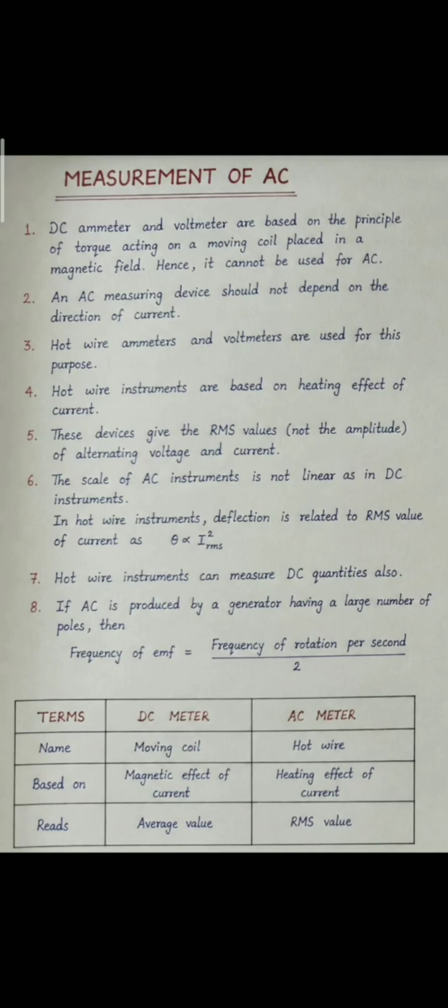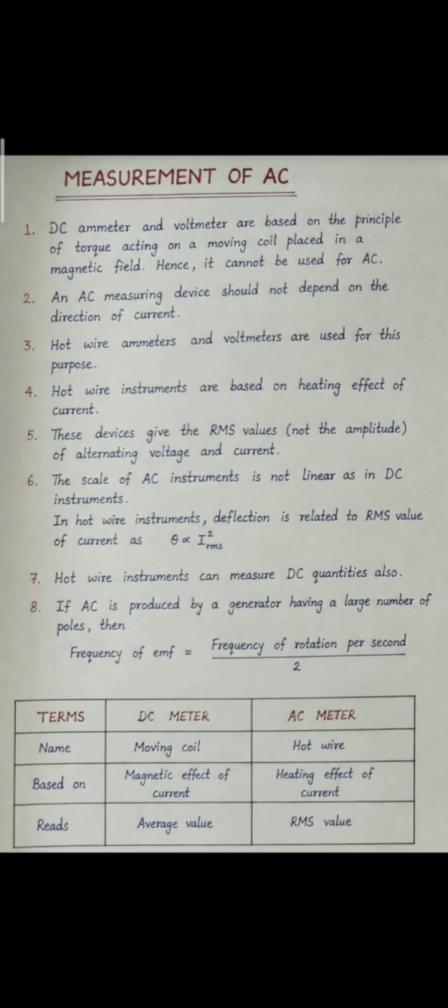The scale of AC instruments is not linear as in DC instruments. In hot wire instruments, the deflection is related to the RMS value of current, as theta is directly proportional to I square. Hot wire instruments can measure DC quantities also. If AC is produced by a generator having a large number of poles, then frequency of EMF is equal to frequency of rotation per second by 2.